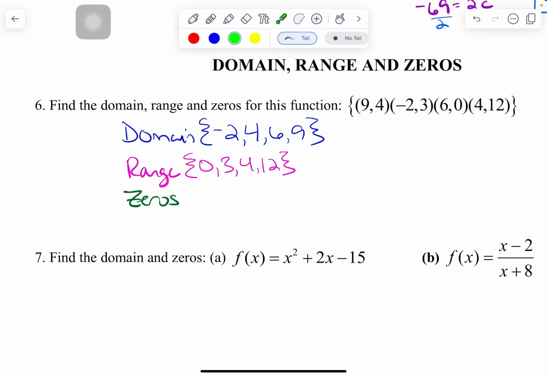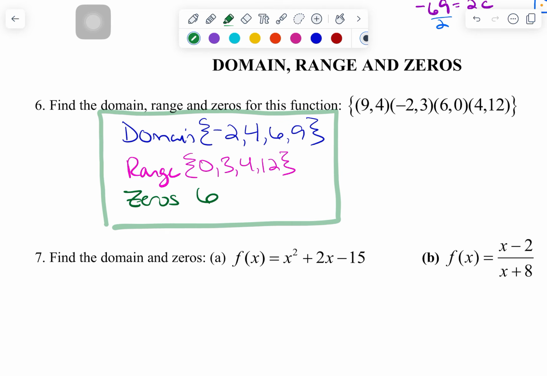And the last part here is the zeros. What makes the function equal to 0? So when I look for that, I'm looking for y to equal 0. And then what's the x value? The only x value we have here that makes our function equal to 0 is 6. All right, so that is the answer for number 6. We found the domain, we found the range, we found, in this case, the zero, singular.